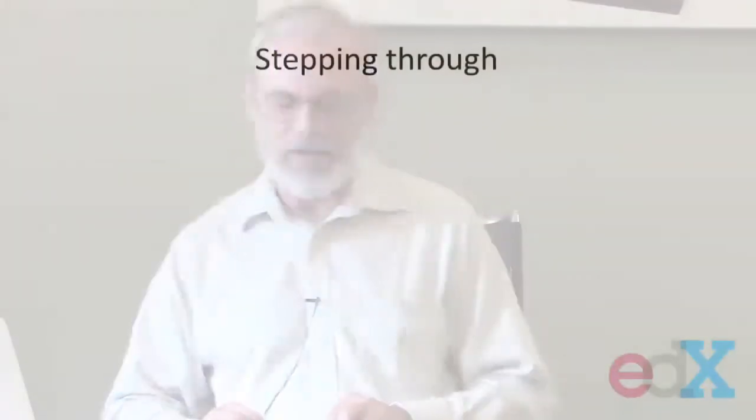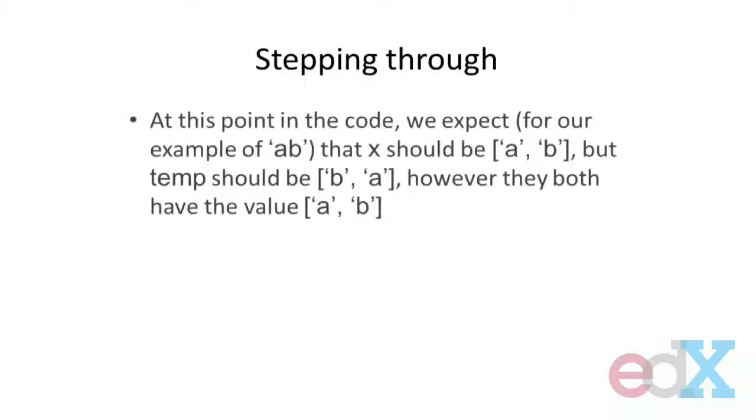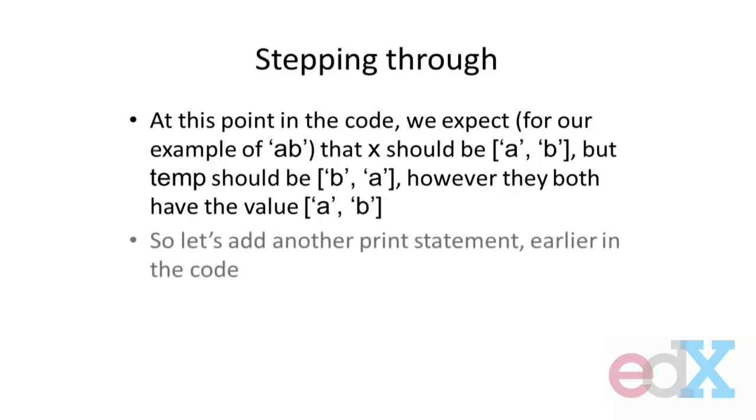Well, obviously I got a problem, it's not doing the right thing. And what does it say? I would have expected that x would be AB and temp would be BA, but they're not, they're the same. So what do I know? I know by binary search that the error must be happening somewhere prior to this print statement. By the time I get to this point, I've got a problem. So let's add in another print statement. And in particular, let's just add it in earlier in the code.